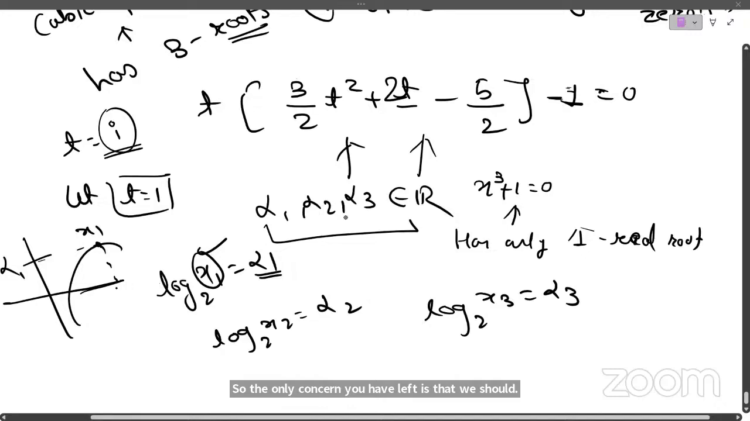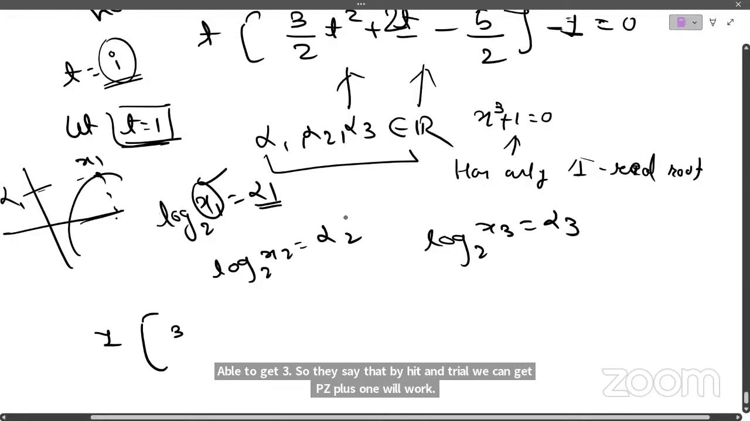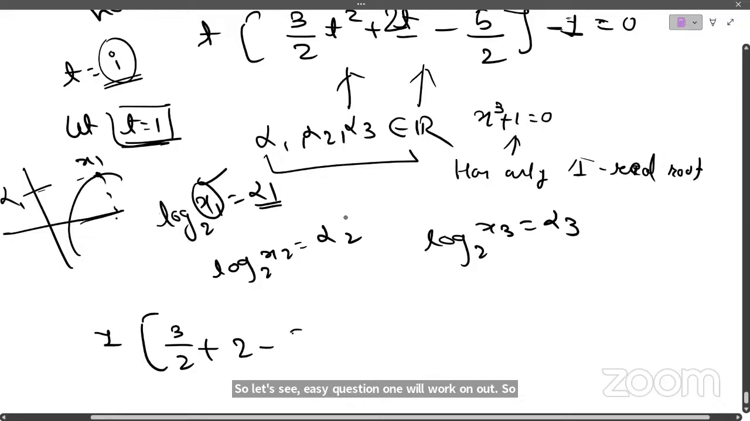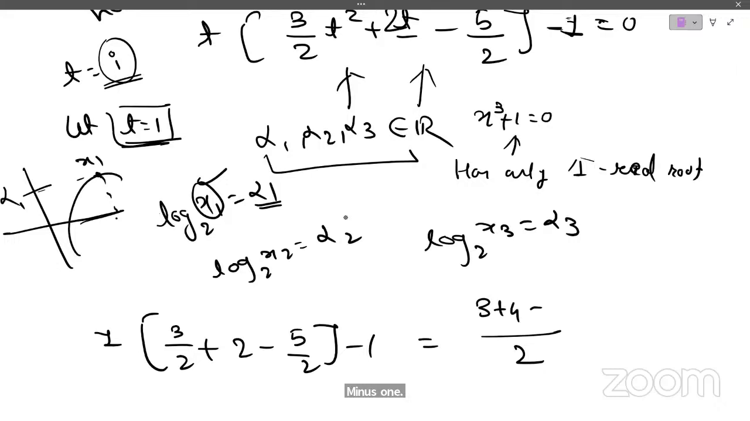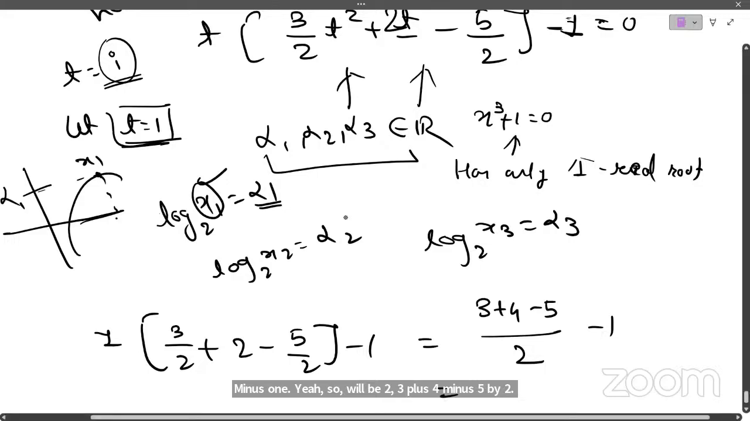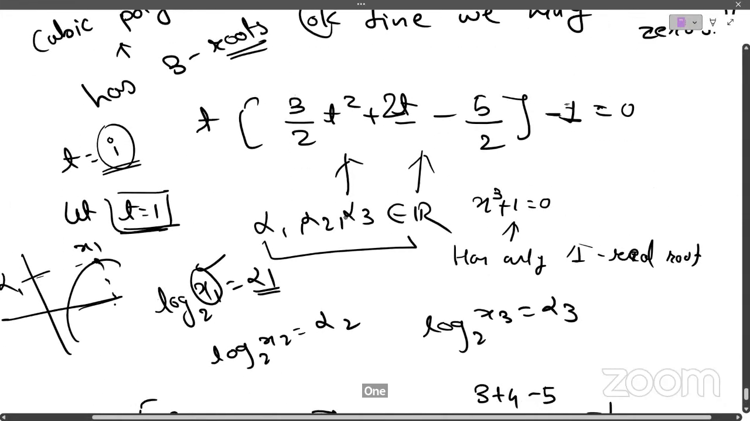So by hit and trial we can check whether t is equal to 1 will work. So let's see if t is equal to 1 will work or not. So this is 1, and this will be 3 by 2 plus 2 minus 5 by 2. So what is it? Minus 1 again. Yeah. So the LCM will be 3 plus 4 minus 5 by 2, and again we have minus 1. One won't work now. I mean, how was it working? 1 is not working, right?